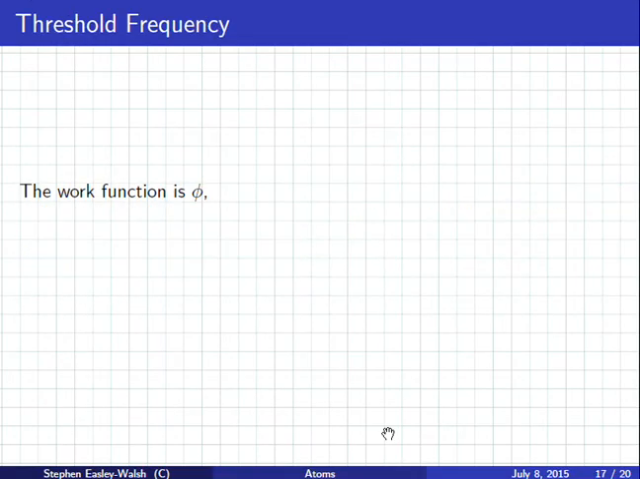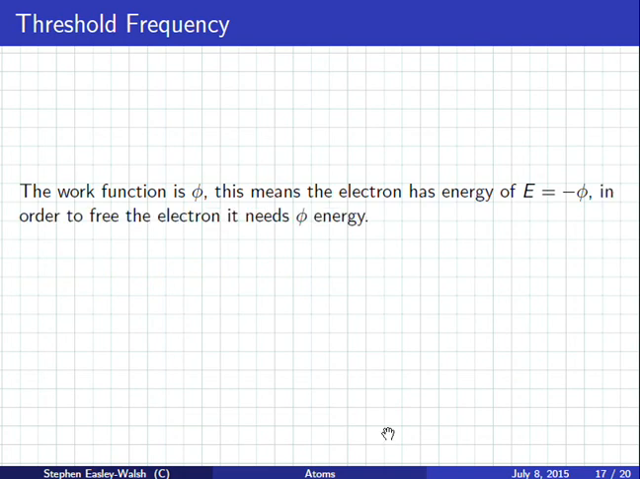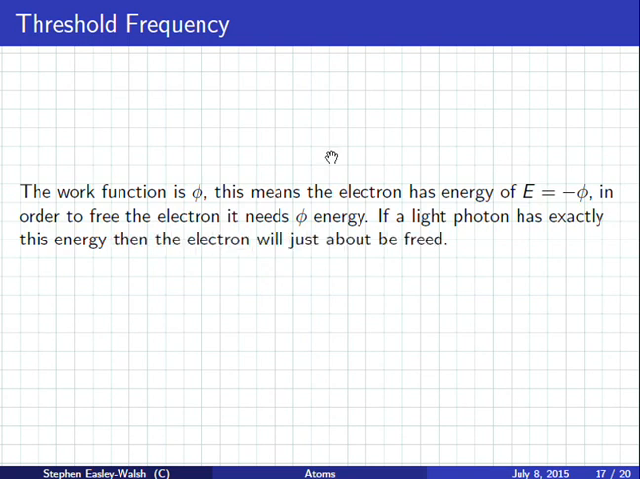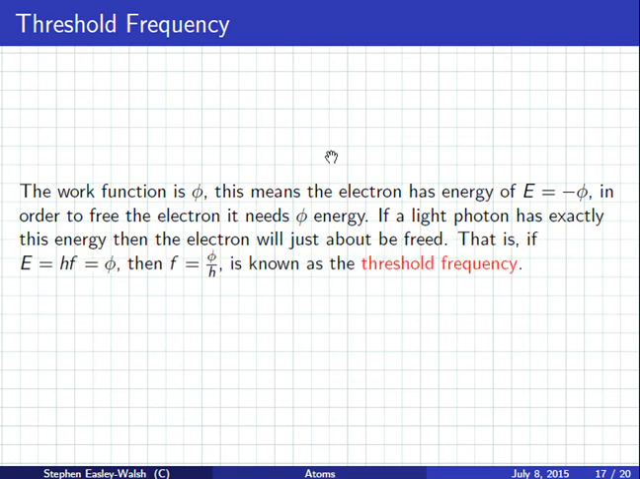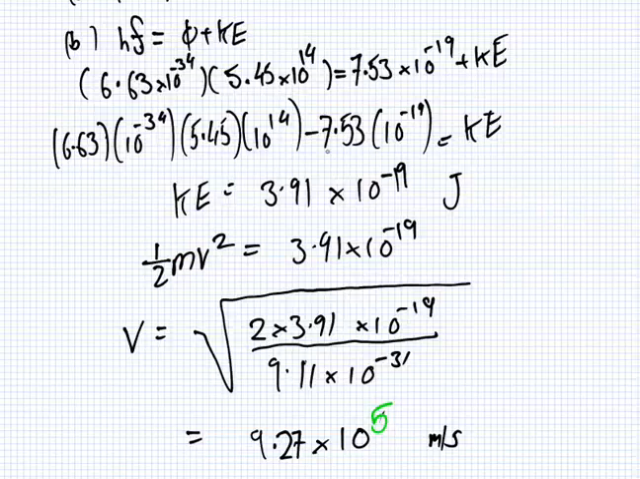So, the work function, this means the electron has this much energy, minus. And in order to free the electron, we need to give it that much energy. If a light photon has exactly this amount of energy, then the electron will just about be freed. If we think about the formula, it's hf equals work function plus kinetic energy.